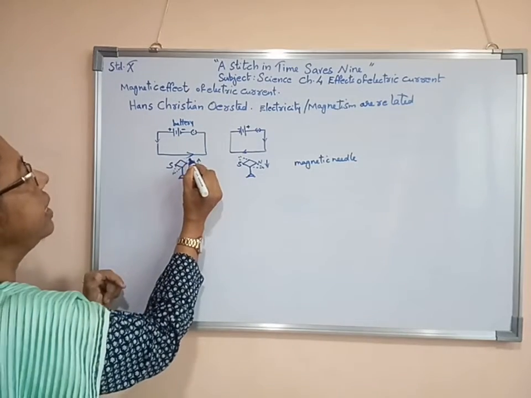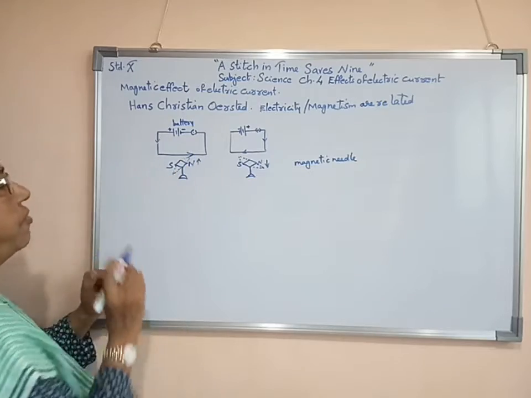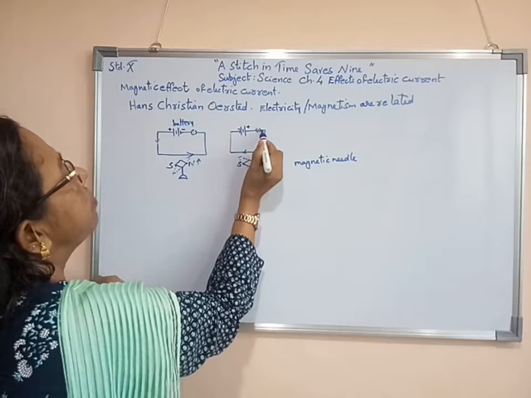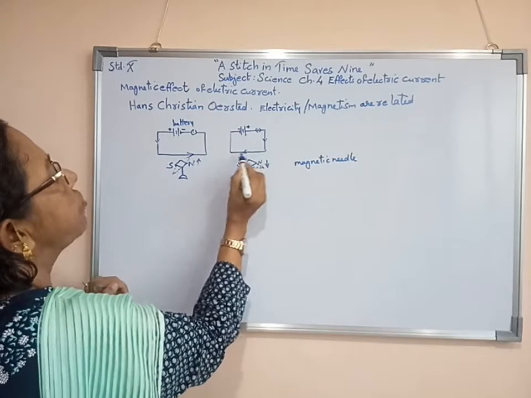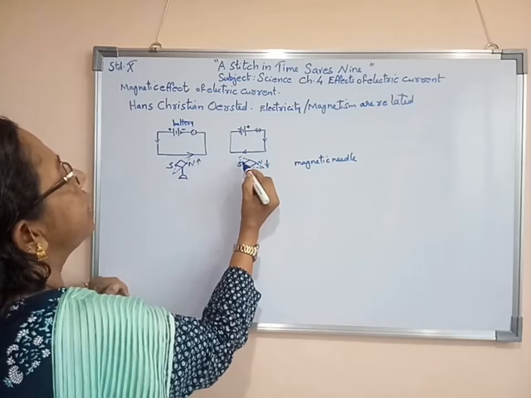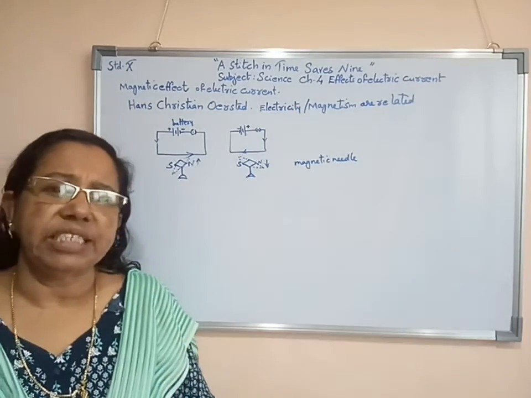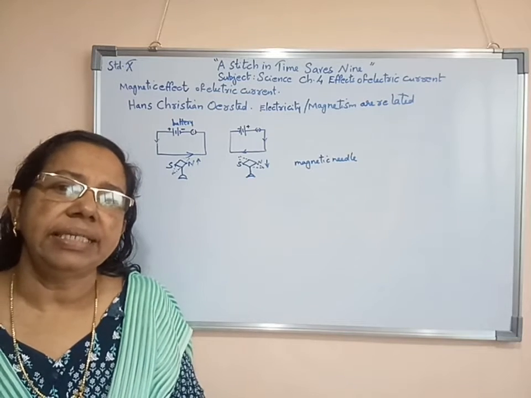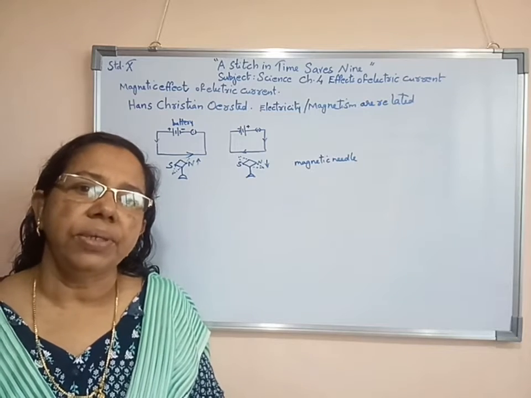Here the north pole is there, and towards the direction of the current this north pole deflected. Here the flow of current is from this direction towards here, and so the south pole is deflecting. So from this experiment we learn that magnetism and electric current, or electricity, are related to each other.